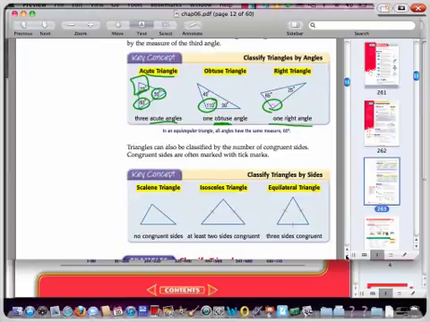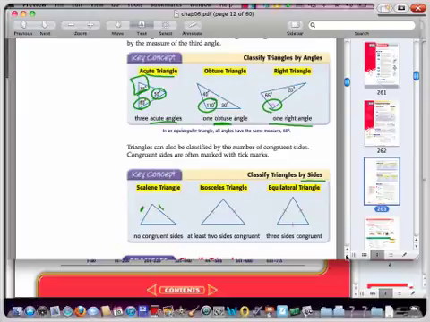If we want to classify them by sides, we're going to classify them as to whether the sides are the same, or congruent. So in our first example, none of these are the same. If you were to measure them, every single one is different. This one's the shortest one, this one, I don't know which one.